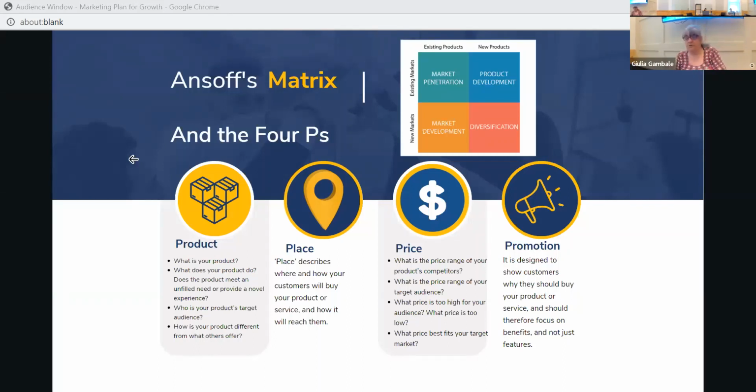And then promotion. So promotion is designed to show customers why they should buy your product and service. And then also the focus is not just on features, right? So when we talked about product and service, we talked about features, but also the benefits as well. And so oftentimes when you're talking about customers who are switching over from one type of product to another, or one service to another, there really has to be this benefit component to it as well, not just the feature.